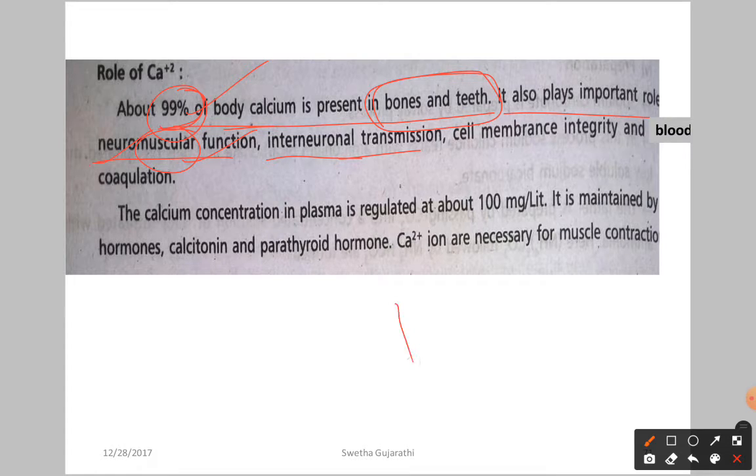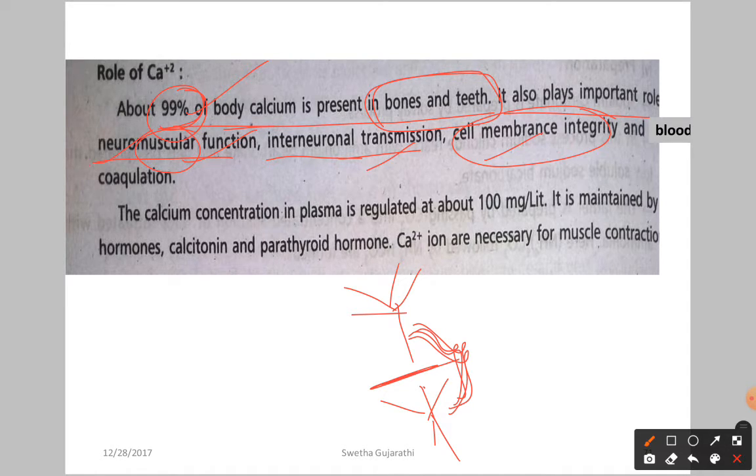As we know very well, we have the neurons. One neuron connects to another through some process, and for this interneural transmission also we need calcium. Calcium is also needed for cell membrane integrity and blood coagulation. In the cell membrane also we have calcium. Coagulation means the blood becomes lumpy, and for that also we need calcium.